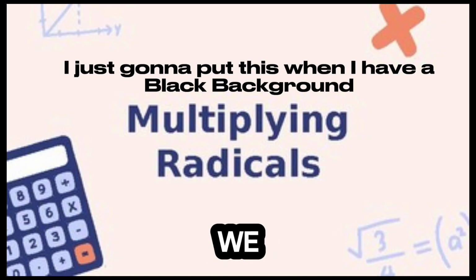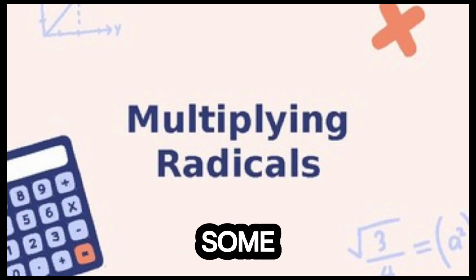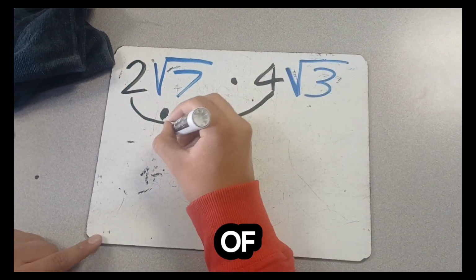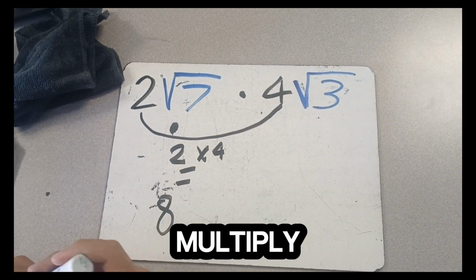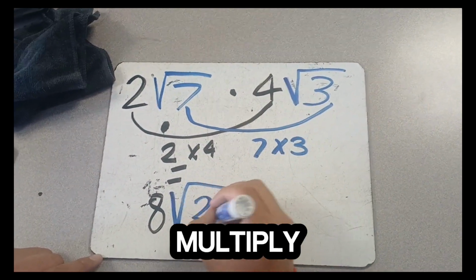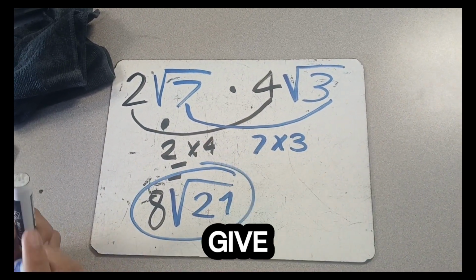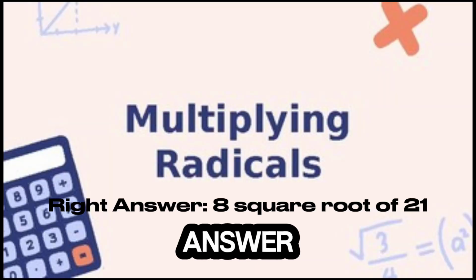Now we know a little bit more about how the concept works. We can go to some practice problems. 2 square root of 7 times 4 square root of 3. First, multiply the outside numbers. That is 2 times 4 equals 8. And then multiply the 7 times 3, and we get 21. So 8 square root of 21 is your answer.